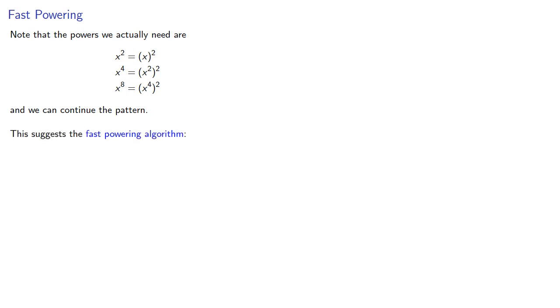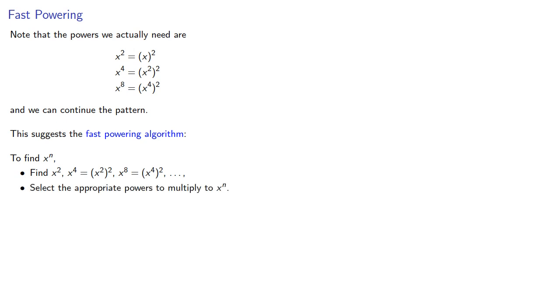Note that the powers we actually need are x squared, x to the fourth, which is x squared squared, x to the eighth, which is x to the fourth squared, and we can continue the pattern. This suggests the fast powering algorithm. To find x to the n, find x squared, x to the fourth, which is x squared squared, x to the eighth, which is x to the fourth squared, and so on. Then select the appropriate powers to multiply to x to the n.